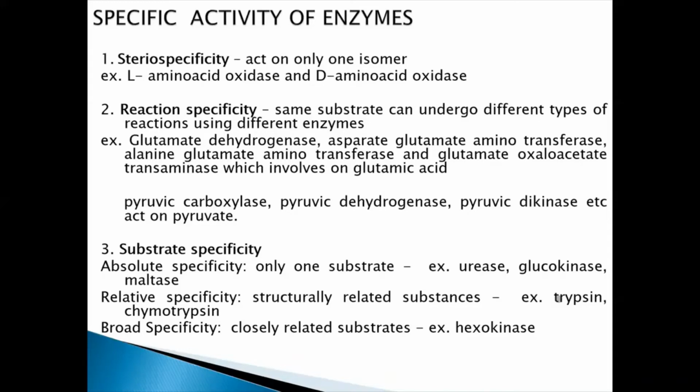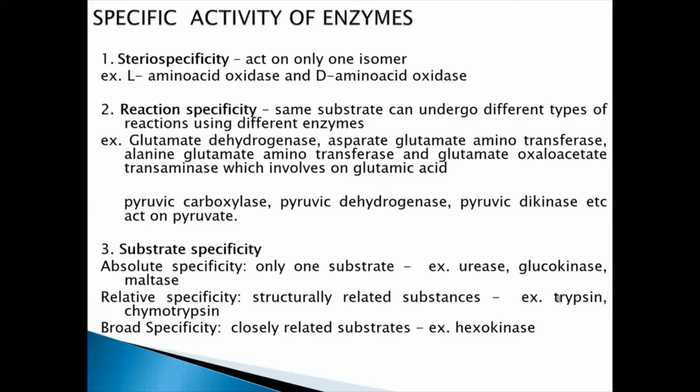One of the first things is the stereospecificity, where there are particular enzymes which act only on one isomer. It won't act on the other. We know these isomers are compounds having the same molecular structure, but the arrangement of the molecules is different, like L-amino acid oxidase and D-amino acid oxidase. So when it is only levorotatory, they will act. If it is dextrorotatory, they will not act. So that is the stereospecificity.